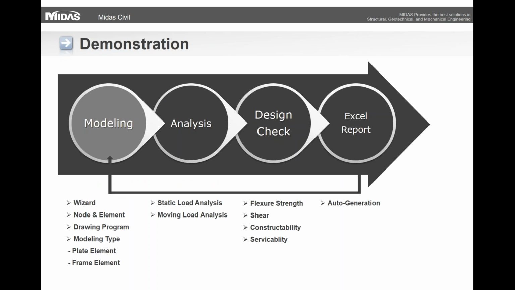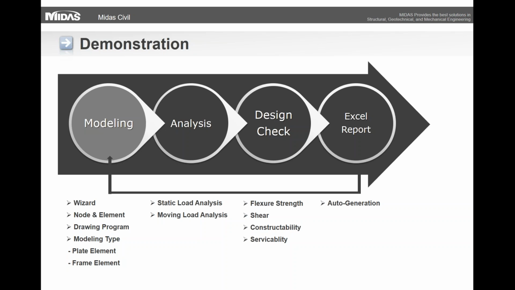So, the general process in MIDAS Civil for a steel plate girder bridge: first of all, you do the modeling. You have to model the bridge. We provide different tools such as the wizard, or if you're a long-time MIDAS user, you can use nodes and elements, and you can get help from a drawing program such as AutoCAD or MicroStation.